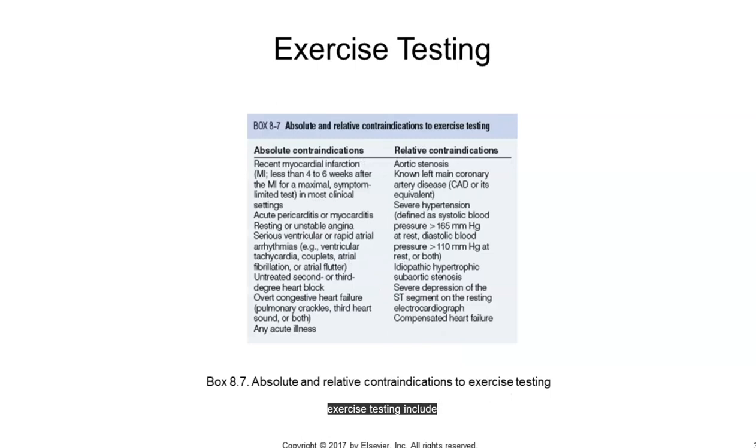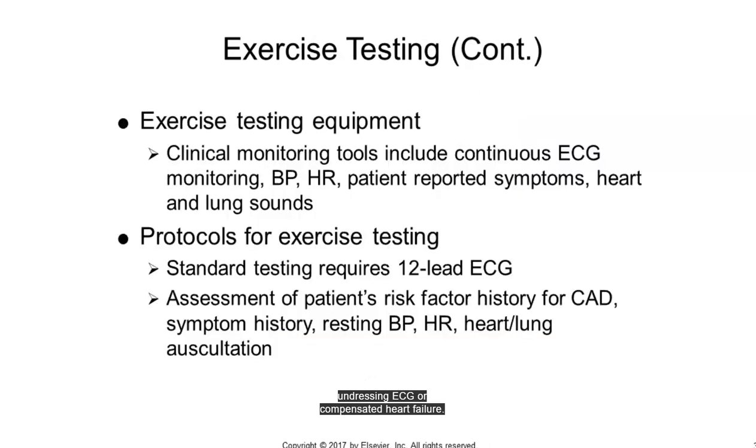Contraindications for exercise testing include recent myocardial infarction, acute pericarditis or myocarditis, resting or unstable angina, serious arrhythmias, congestive heart failure, or any acute illness. Clinicians may not want to perform the test on patients with aortic stenosis, left main coronary artery disease, severe hypertension, or severe ST segment depression on resting ECG, or compensated heart failure.